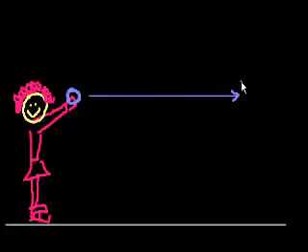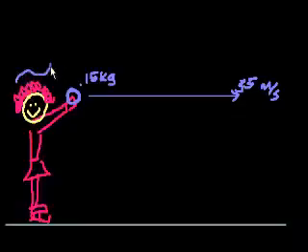So she throws the ball at 35 meters per second. And this ball is 0.15 kilograms. Now, what the problem says is that their combined mass, her plus the ball, is 50 kilograms. And the question is, after she throws the ball, so they're both stationary before she does anything, and then she throws this ball.